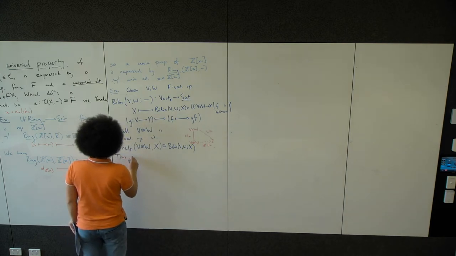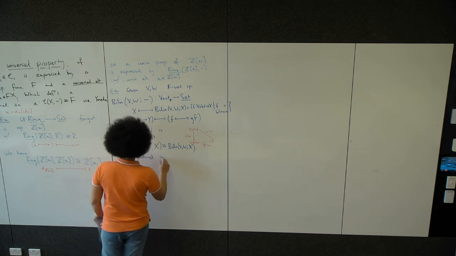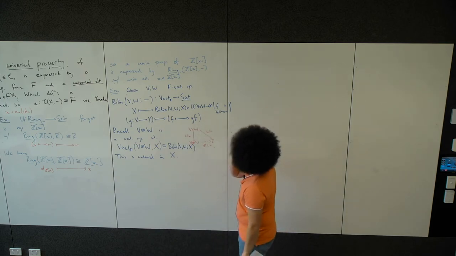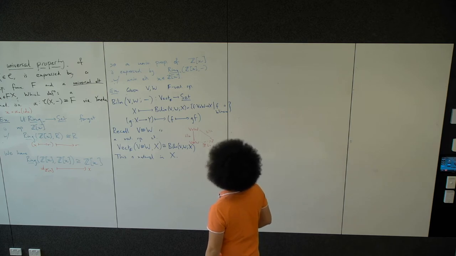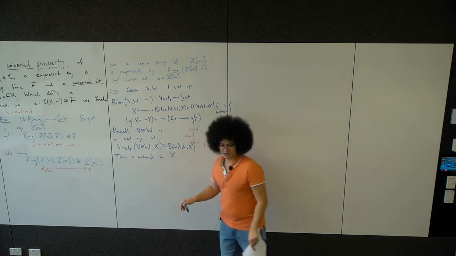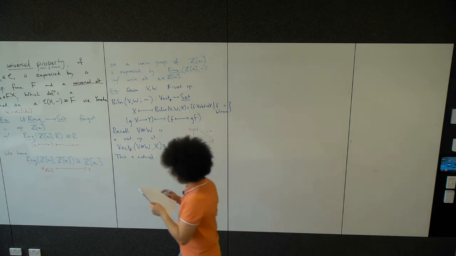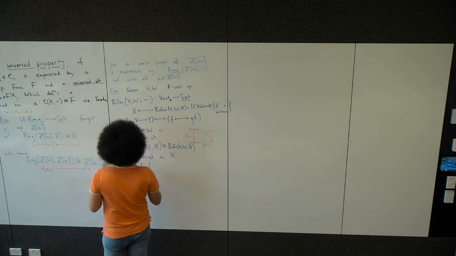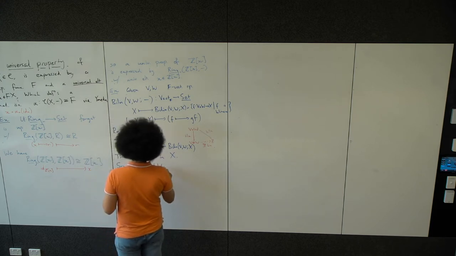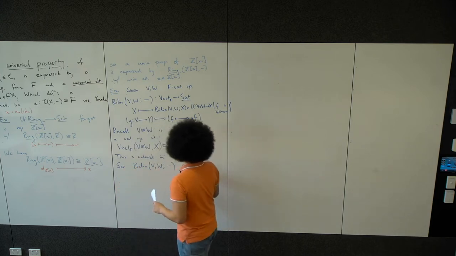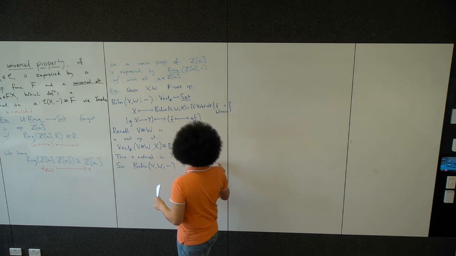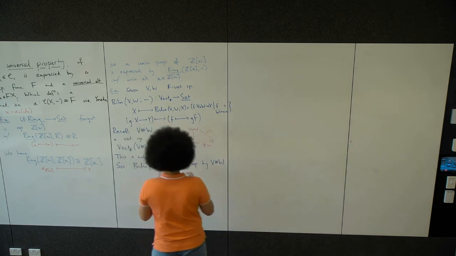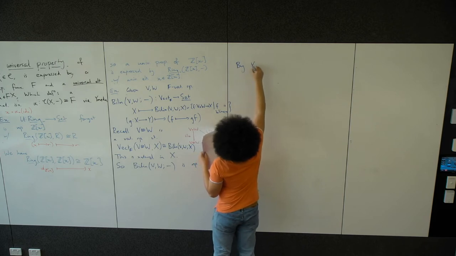This is natural in X. No, I want to say this bijection is natural in X, and you should verify that if you don't believe me. But this functor, bilin V W semicolon blank, is represented by V tensor W. Okay. By Yoneda.